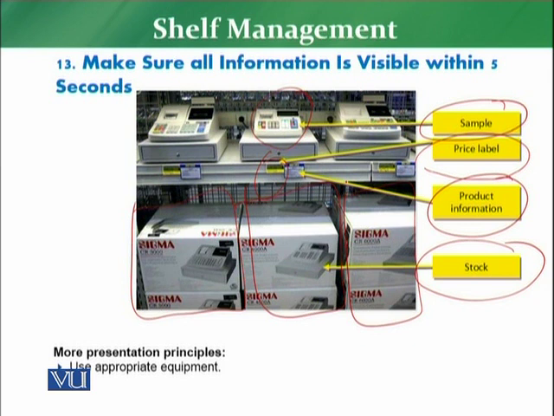So the 5-second principle is that you need to recall: you can easily see the sample immediately, you should be able to understand the price label, and you should be able to identify the product information. And the last part is the physical stock of that particular product which you are looking for.